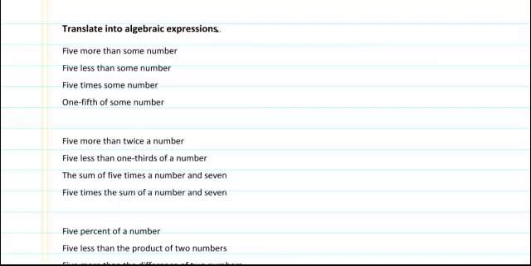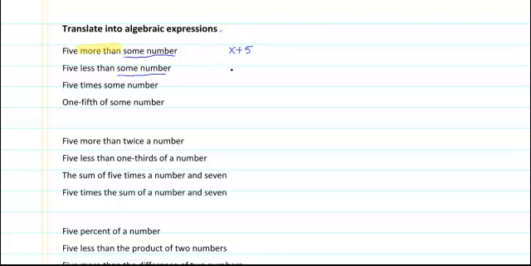Let us review how to translate verbal or literal expressions into algebraic expressions. We have here 5 more than some number. The some number in an algebraic expression will be denoted by x. We need 5 more than that, so more than is the operator plus, so x plus 5 is our corresponding variable expression.